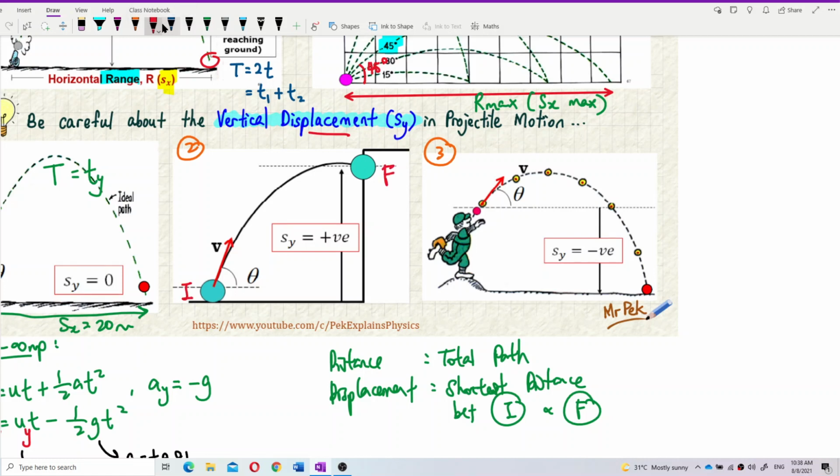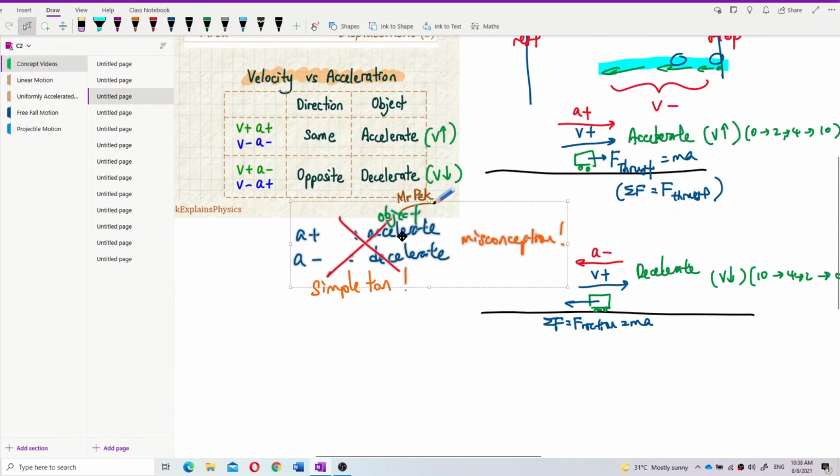The final point is here. So, what's the shortest distance? The shortest distance is taken from the initial point up to the final point. This is the shortest distance. This is Sy. Do you see that? So the Sy is positive. Why is Sy positive?